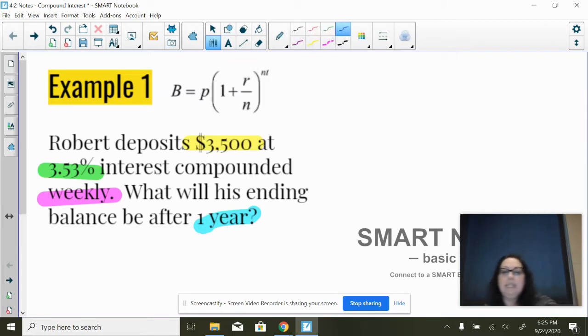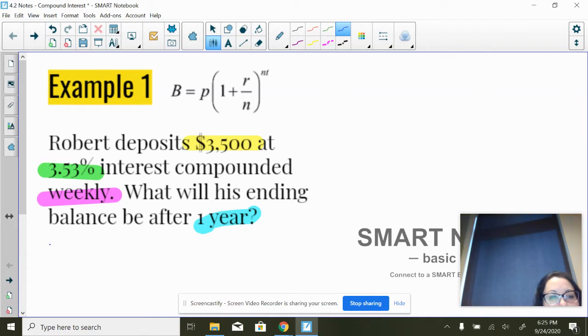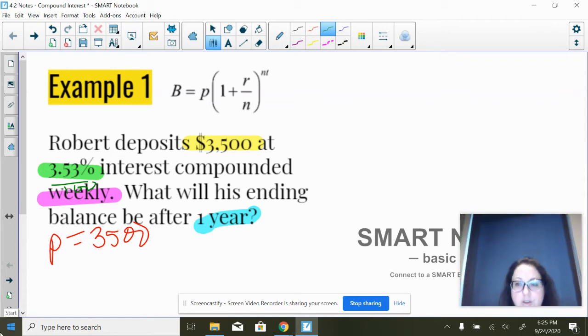Before I do anything else, I'm going to break down a little bit of this. So bear with me because this computer is not really easy to write on. Sorry, I was trying to be color coordinated. Okay, so I have a principal value of 3,500, nothing crazy there. I have a rate of 3.53%. Now we should already know that that's out of 100, and that's how we typed it in yesterday.